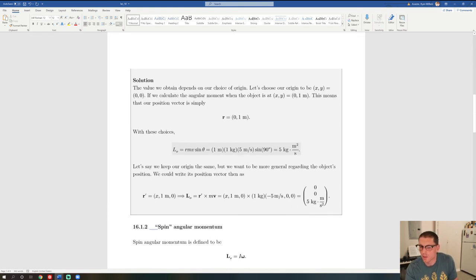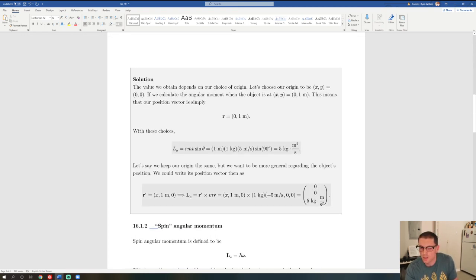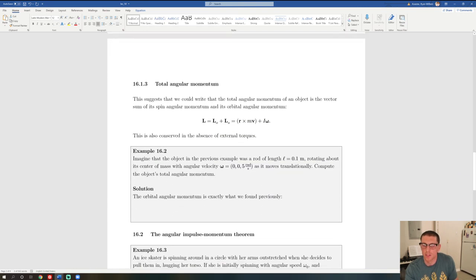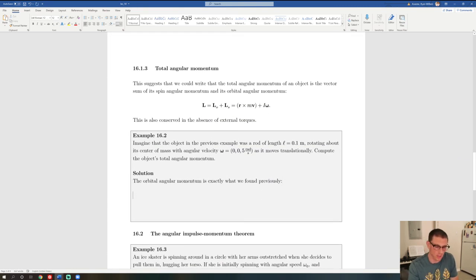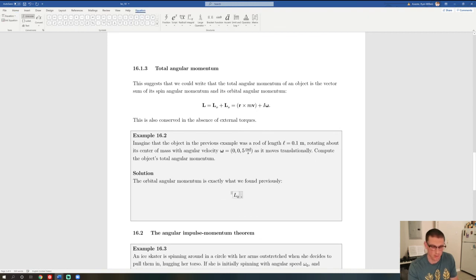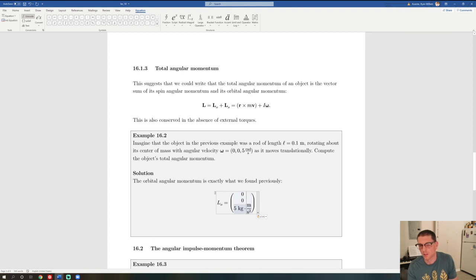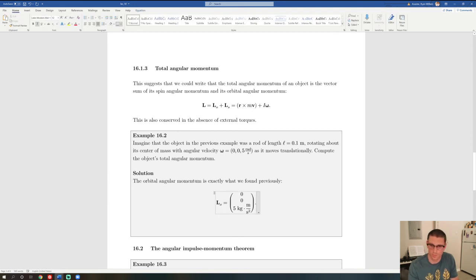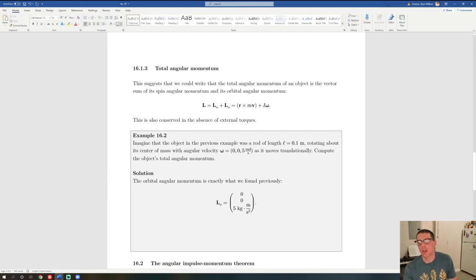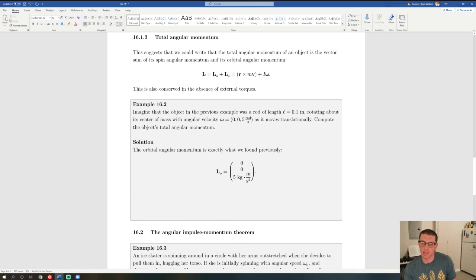And let's go with this one. Let's write it as a column vector, and so we could say L naught. No, it's not L naught. It's L_O equals this, and this is a vector. Okay, so then we have to think about what its spin angular momentum is.